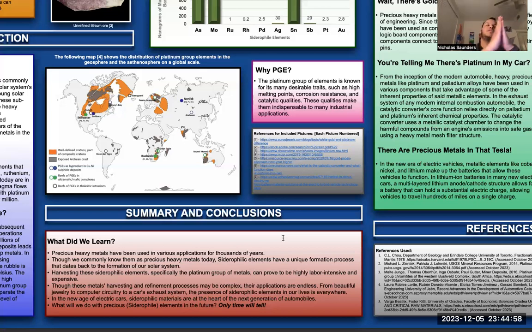And so the final question remains, what will we do with these siderophile elements in the future? What will our future look like when we take these siderophile elements into account? Only time will tell. That's what I'll say.